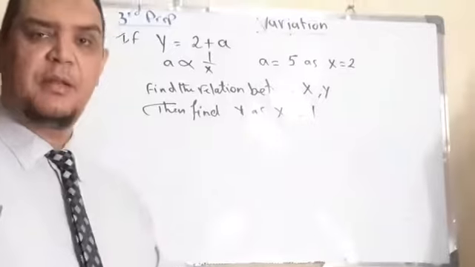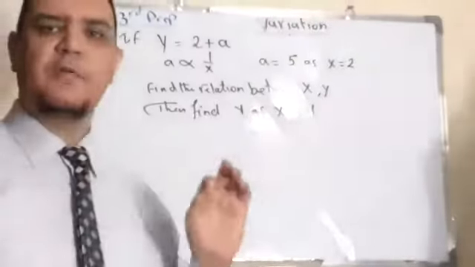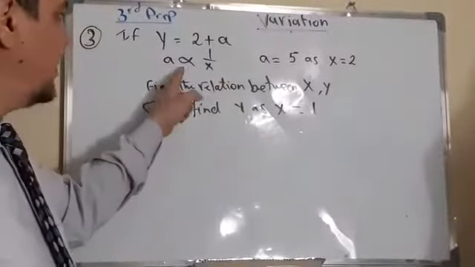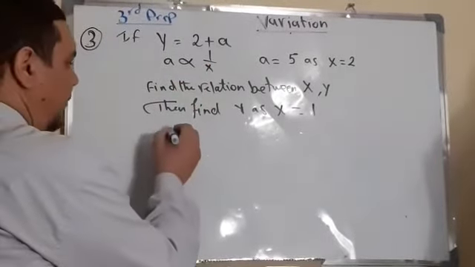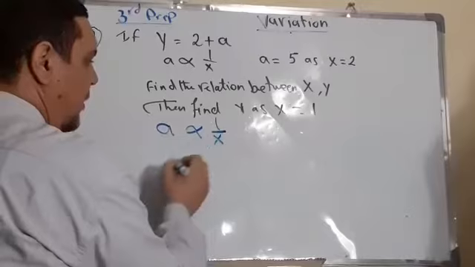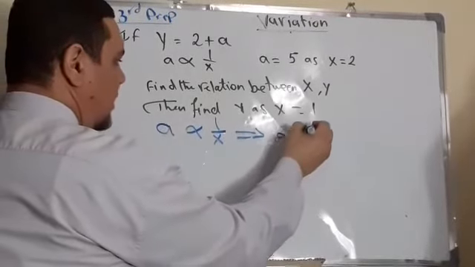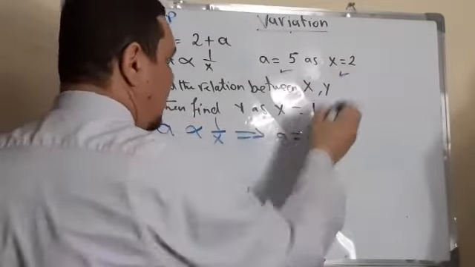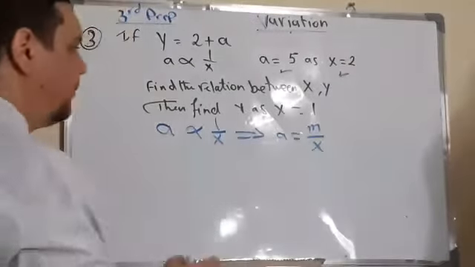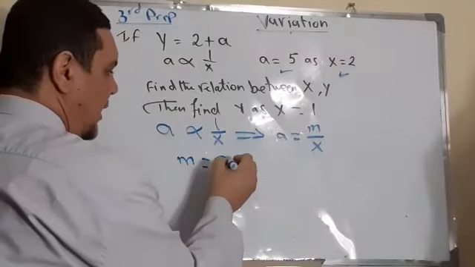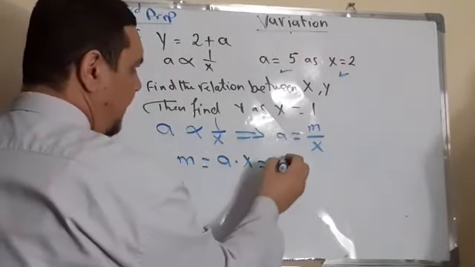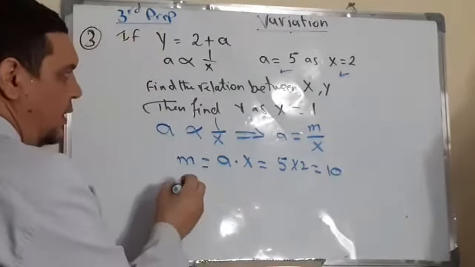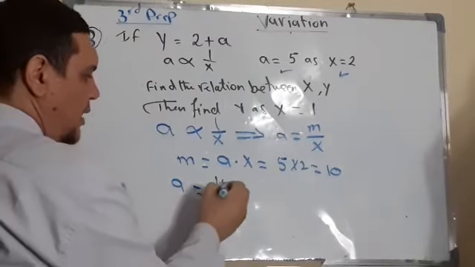Okay. Last example, we have in this example 3 variables: x, y, and a. A varies inversely with x. Therefore, a equals m over x. Okay. It says a equals 5 and x equals 2. Then we can find the constant m equals a multiplied by x, equal 5 multiplied by 2 equals 10. Then m equals 10, we can write a equals 10 over x.